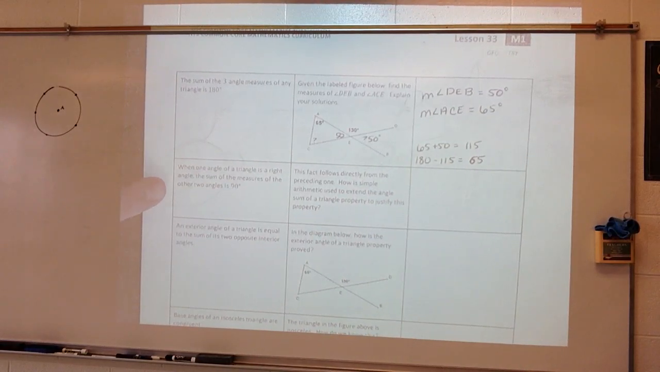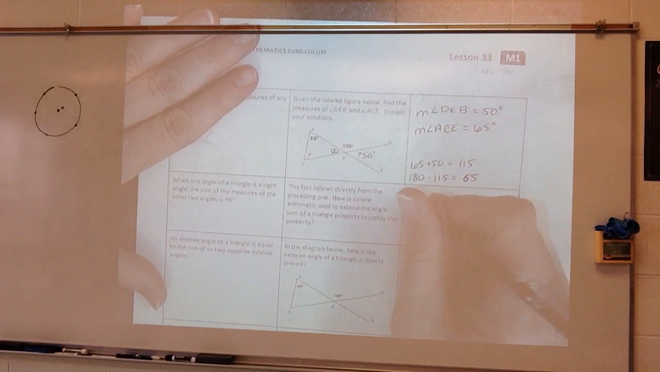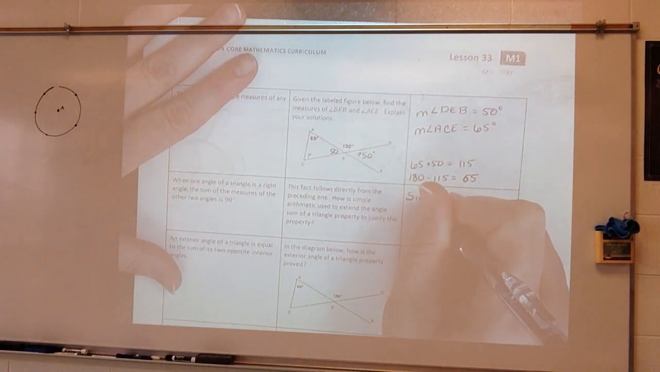Okay? When one angle of a triangle is a right angle, the sum of the measure of the other two angles is 90 degrees. The fact follows directly from the preceding one. How is simple arithmetic used to extend the angle sum of the triangle property to justify this property? Since the right angle is 90 degrees and the sum of all three angles is 180, then the other two angles must add up to be 90 degrees.